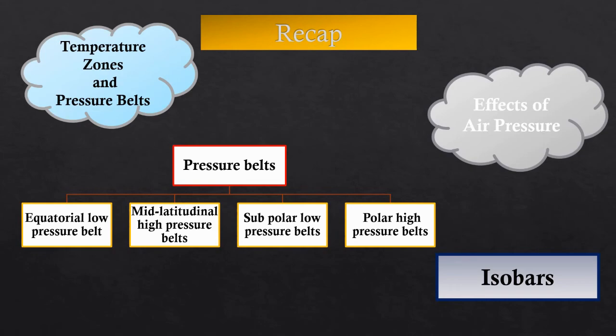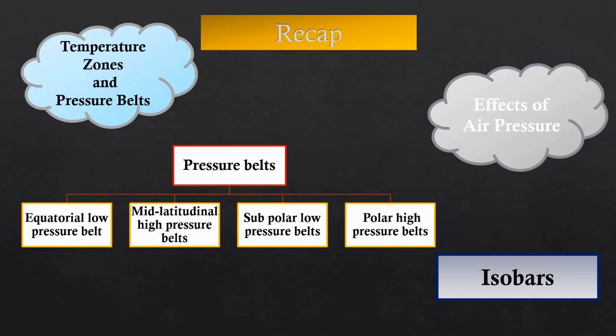This low pressure belt extends from 0 to 5 degree north and south of equator. Due to direct sun rays, the temperature in this region is higher. So air in this region gets heated, expands, becomes lighter and moves towards the sky. As this process continues, a low pressure belt gets formed in the central part of this region.